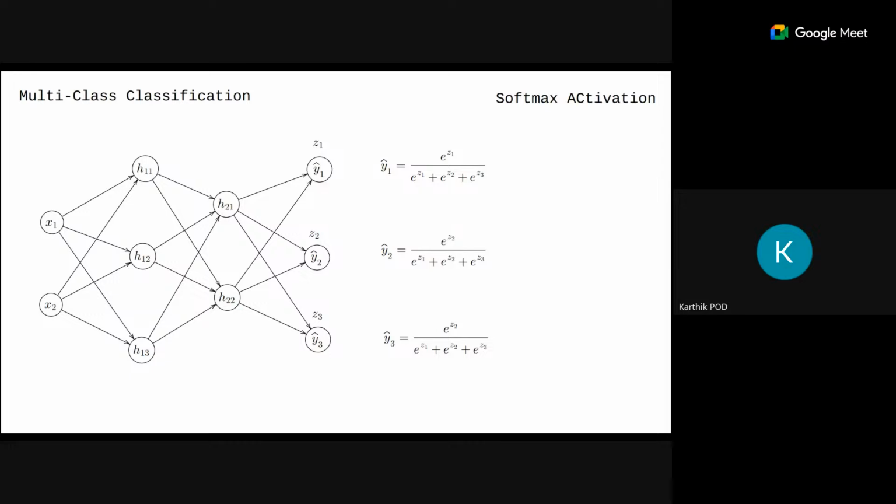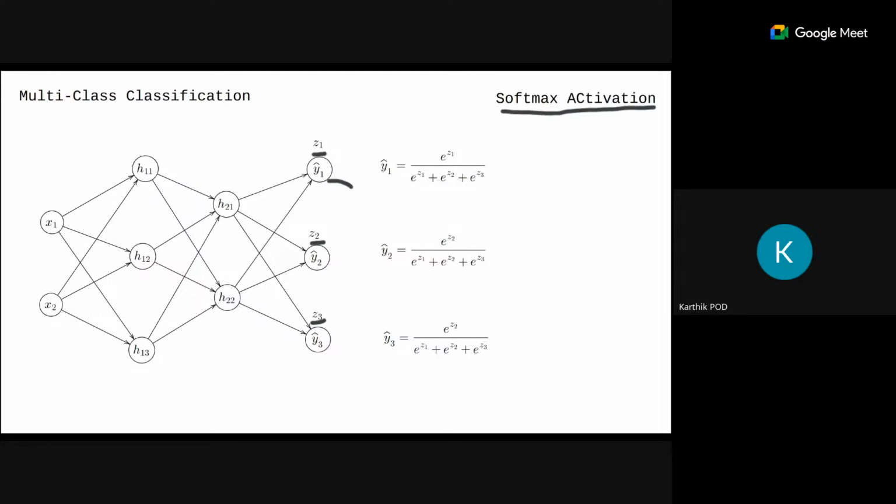Right, so let's quickly spend some 5 minutes on this. This is called the softmax function. It's a way to convert these values, your activation values, sorry, the values that are computed at these three neurons. Now you're not going to use a sigmoid here. In binary classification, what did you do? You used the sigmoid activation here.